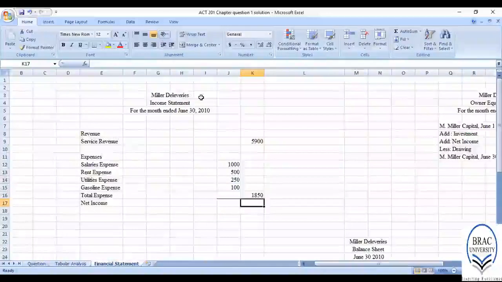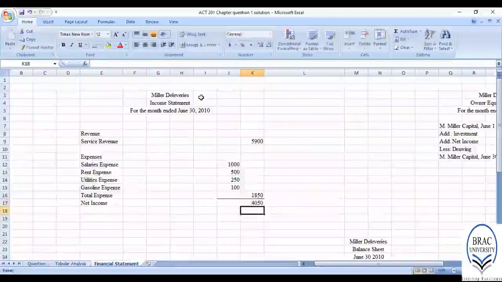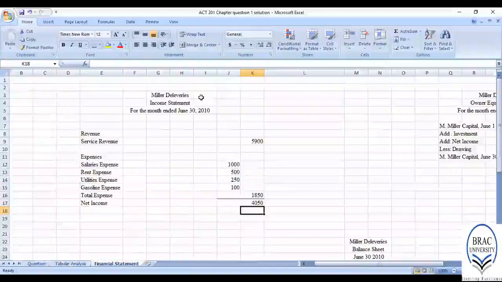Now we have to calculate the net income. As we all know, net income is equal to revenue minus expenses. In this case, we have a service revenue of $5,900 and total expenses of $1,850. So when we deduct the expenses from the revenue, we get $4,050. And this is our net income in our income statement.